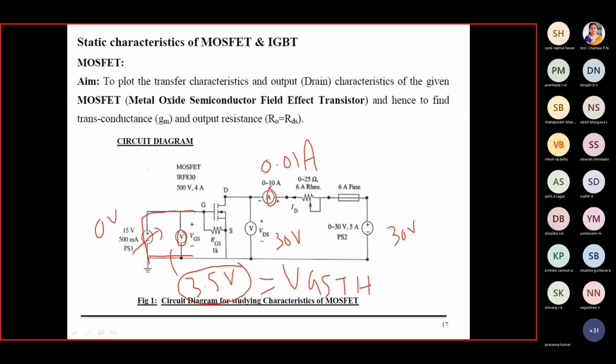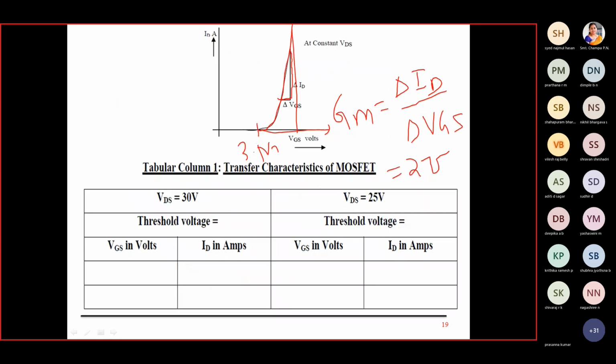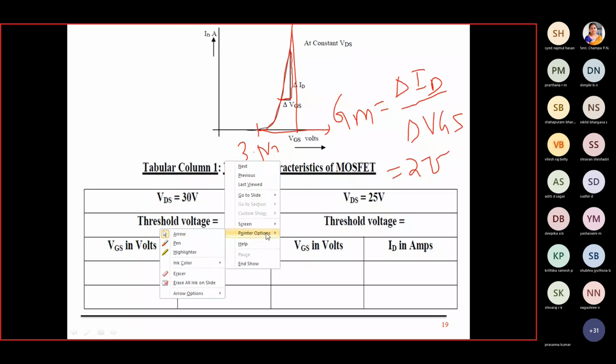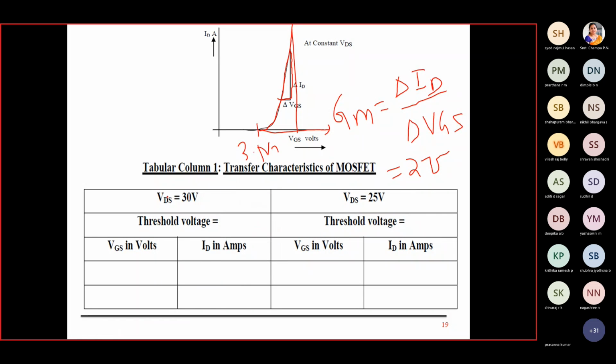You tabulate all these things for the constant VDD of 30 volt. Okay, this is not VDS actually. There's a small mistake. It's VDD, nothing but the power supply, the right hand side power supply.